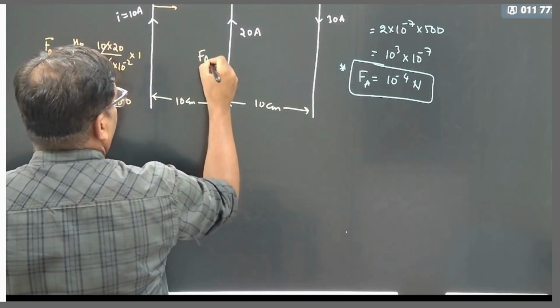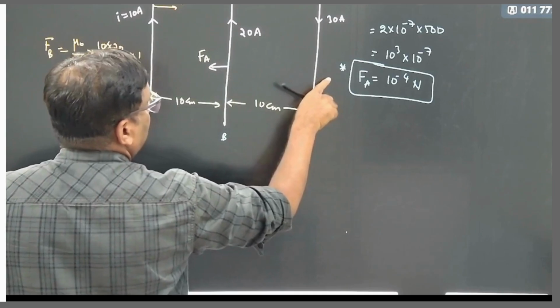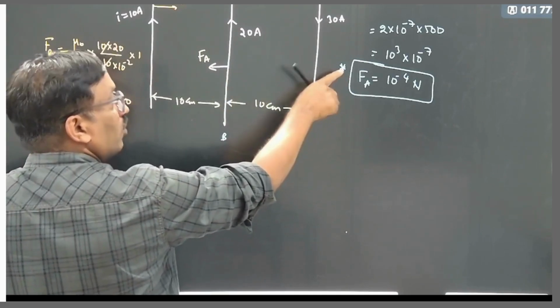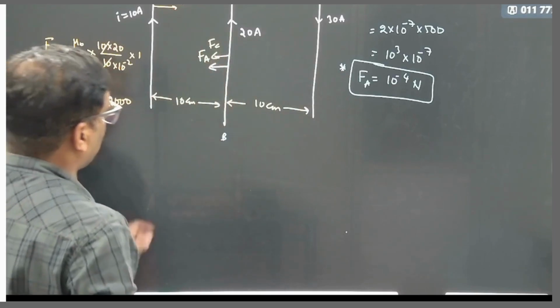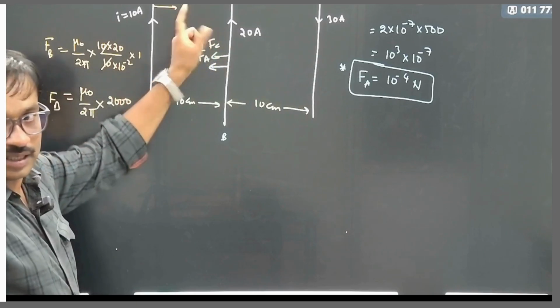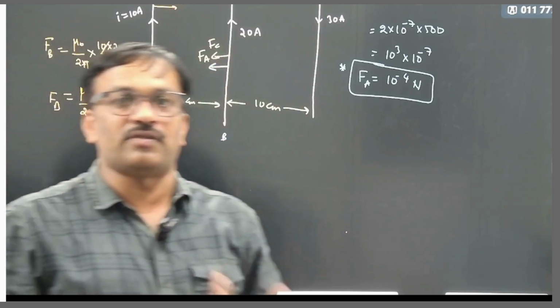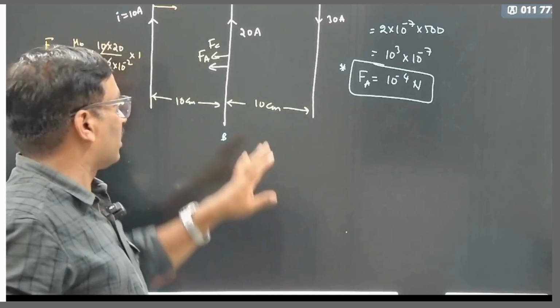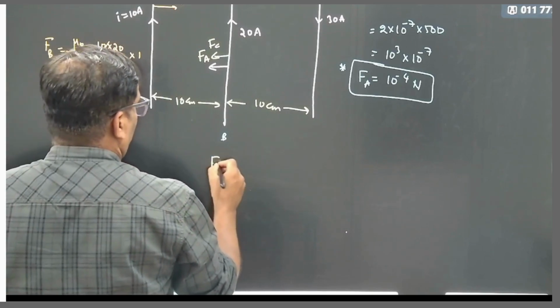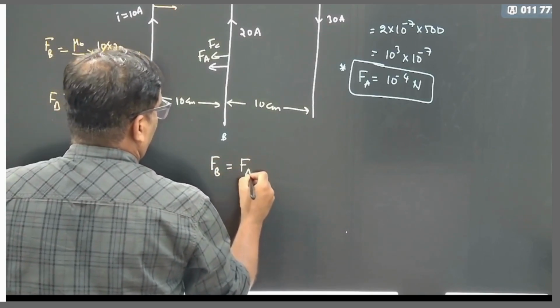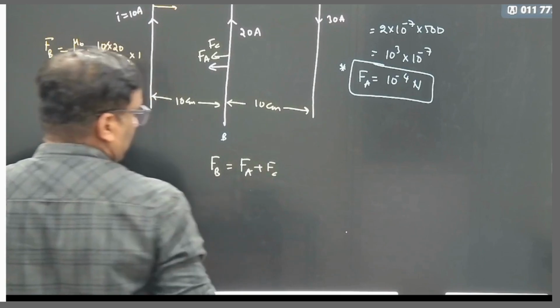Due to this A, and this one is anti-parallel. Anti-parallel means they are going to repel each other. So on this side it will be F due to C. Both the forces are acting in the same direction. No need to check in which direction it will move. Both forces are acting in one direction only, so it should be acting to the left side. Therefore for the force on B we can add directly the force due to A and the force due to C.